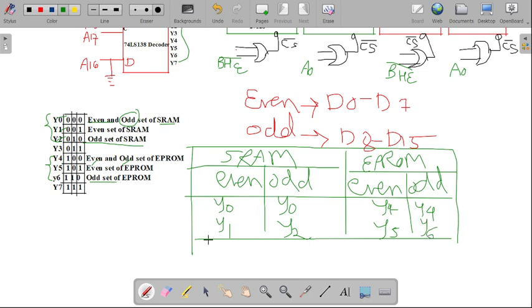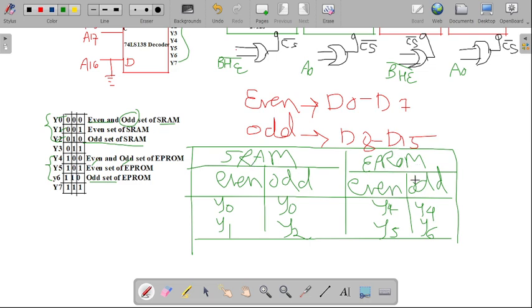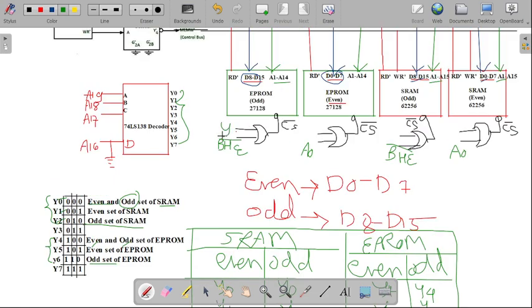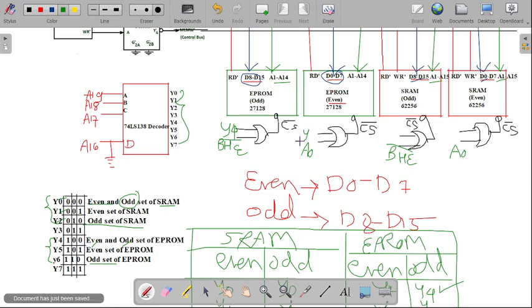Now I have to select one of the lines for connecting this one input signal. So first of all, our EPROM is an odd set. For the EPROM odd set, I am using either Y4 or Y6. Suppose I am taking Y4 for the odd set, then again I can't use this Y4 in our even set of our EPROM. So I'm writing here Y4 for the odd set. So this connection is already done. Then I'm taking for even, that is Y5, so I'm writing here Y5 in our even set of EPROM.